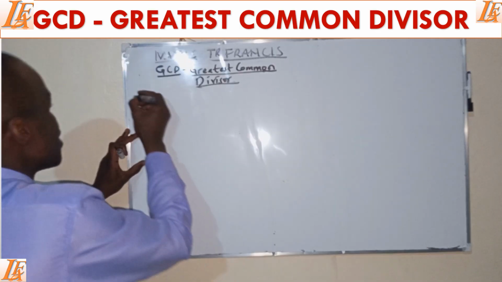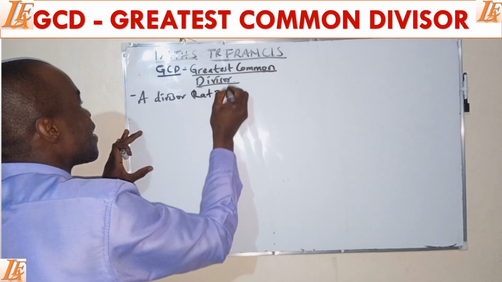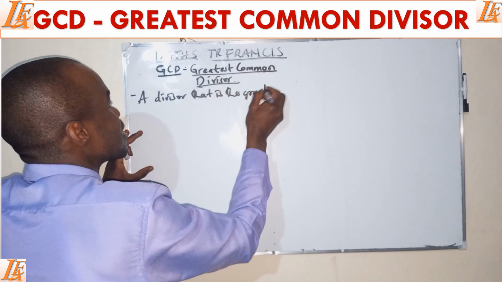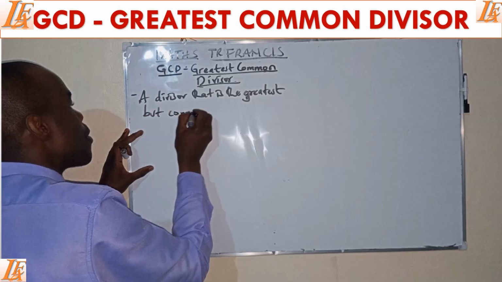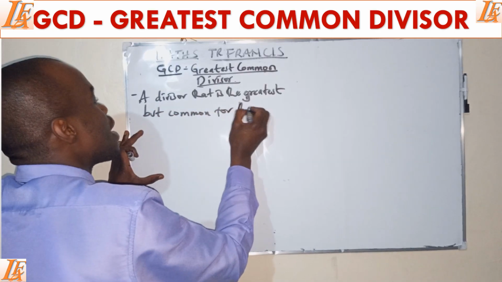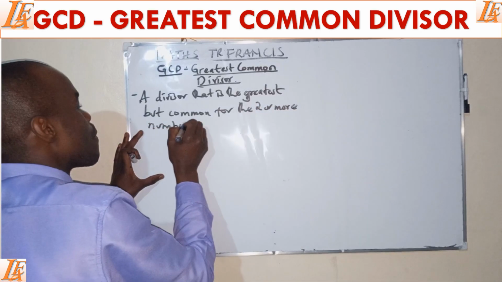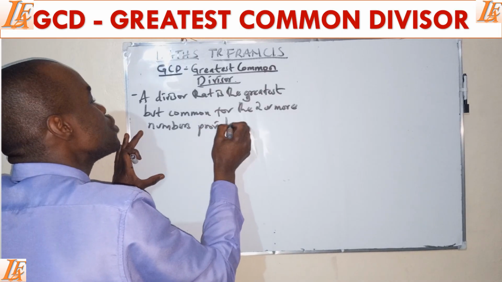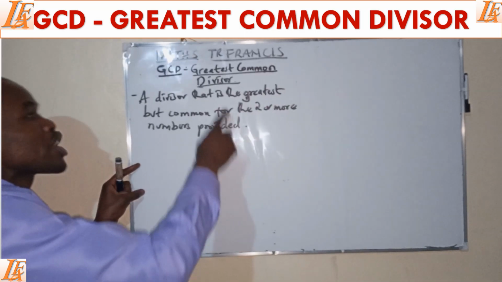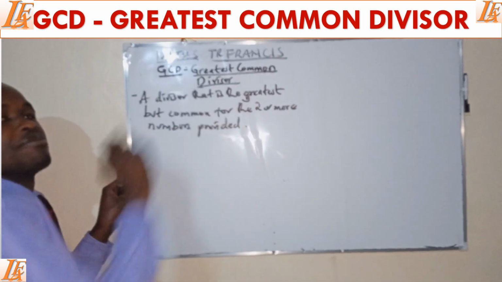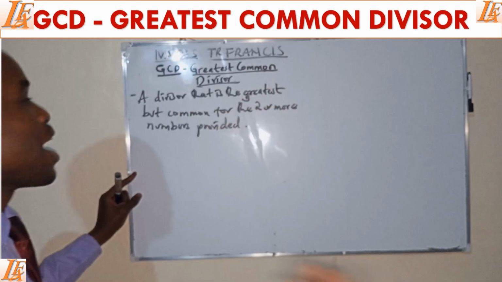So let us write that down. A divisor that is the greatest, but common for the two or more numbers provided. That is the true meaning of GCD. The name is greatest common divisor, but understanding this is key. So greatest common divisor means a divisor that is the greatest but common for the two or more numbers provided.